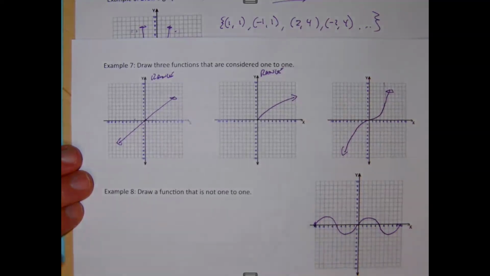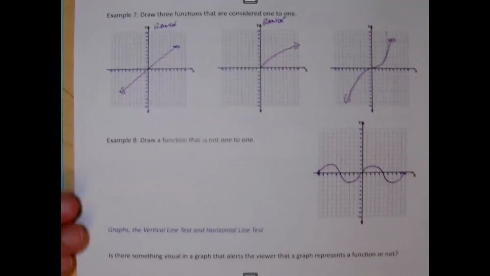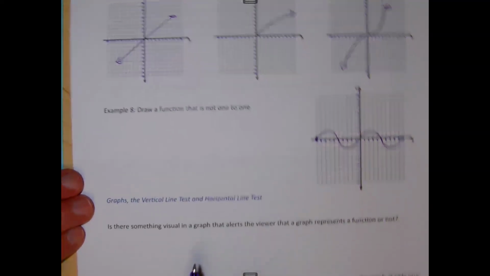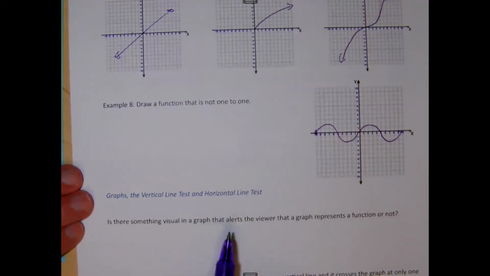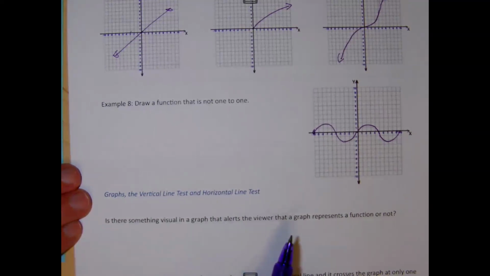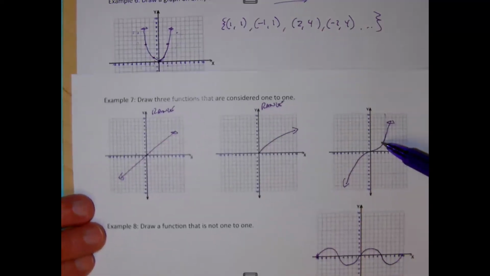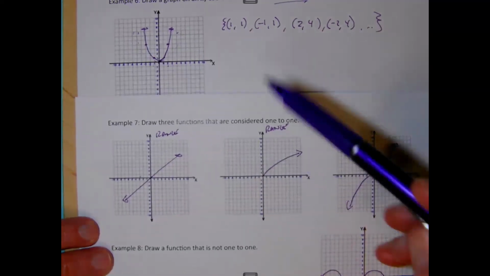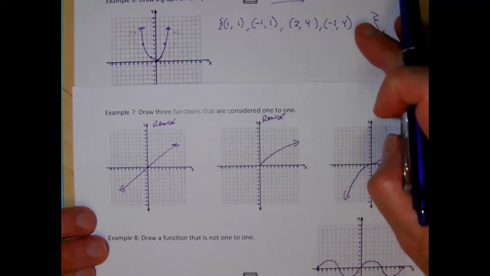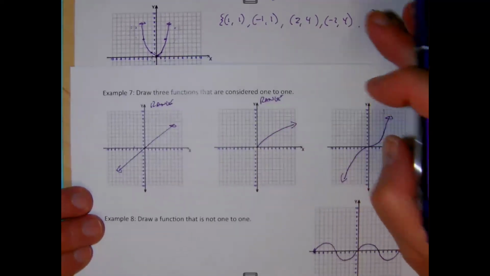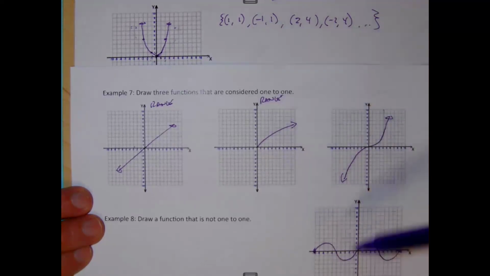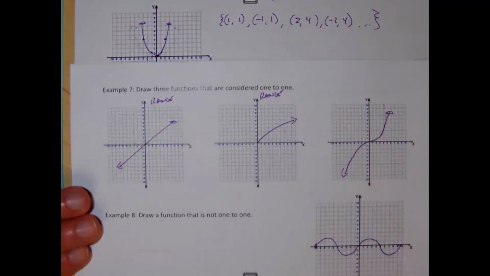Okay, so we'll come back to these graphs in a second. Let's talk about an idea. Is there something visual in a graph that alerts the viewer that a graph represents a function or not? So when you look at these, this is a function, this is a function, this is a function, that one is a function. So we have 5 graphs, and they're all functions. And is there something here that alerts you that it's a function? Well, there is this definition.